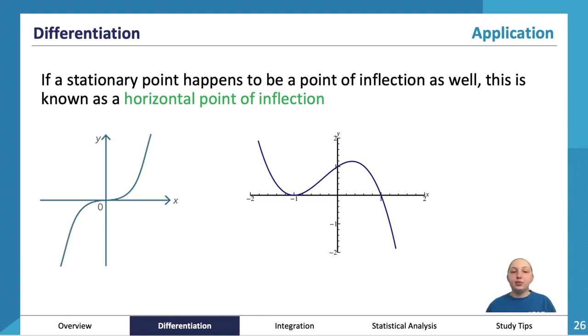So then we've got horizontal points of inflection, which is just another application of points of inflection. If a stationary point also happens to be a point of inflection as well, then this is what you call a horizontal point of inflection. So this is when we have a stationary point. This stationary point is also a point of inflection, and therefore you call it a horizontal point of inflection.